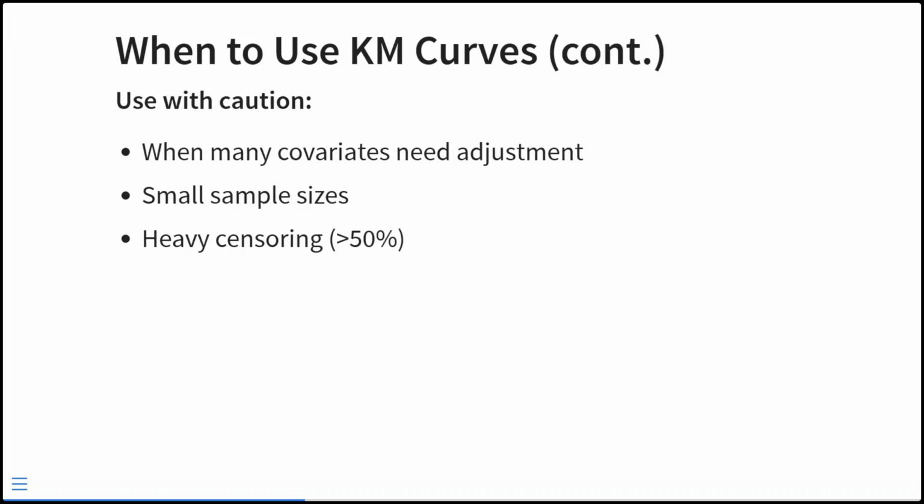So when is it not ideal to use the Kaplan-Meier curve? If you have many covariates that need adjustments, you need to find an alternative. If also your sample size is small and you have a lot of censoring, then you need to find an alternative, because I told you earlier that the median survival time is going to be undefined if the number of events is less than 50%. So in these situations, you need to find an alternative, and the Kaplan-Meier curve might not be the best option for you.